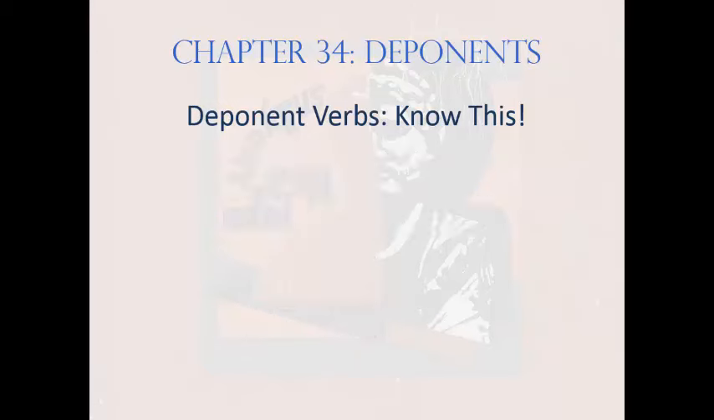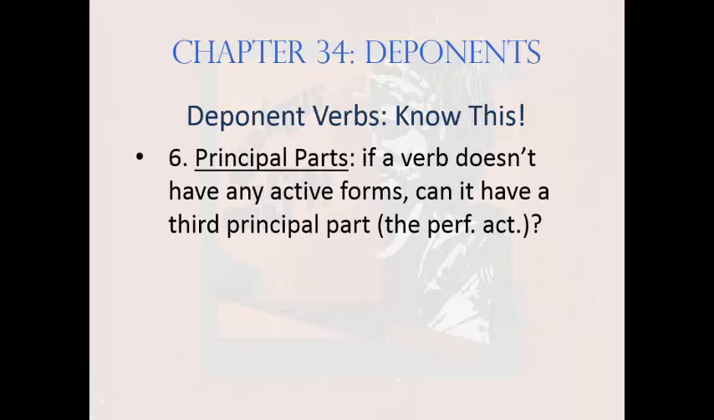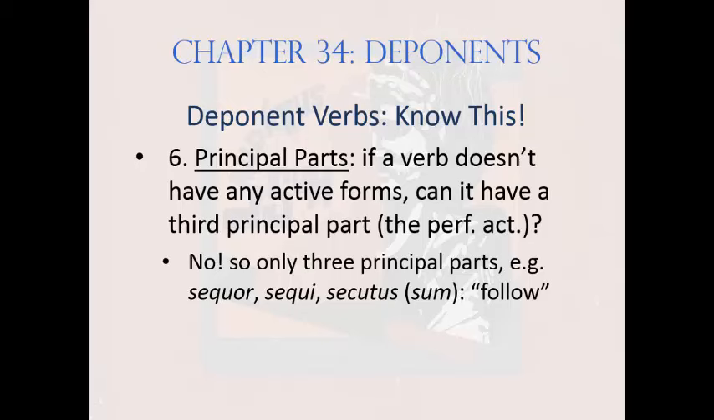And here's the last thing to know about deponents. Principal parts. If deponents don't have active forms, how can they have third principal parts? The perfect active? There's no active with deponents. So, there's no third principal part. No venio, venire, veni, or weedy, or weaky with deponents. Just sequor, sequi, secutus. I follow, to follow, having followed.